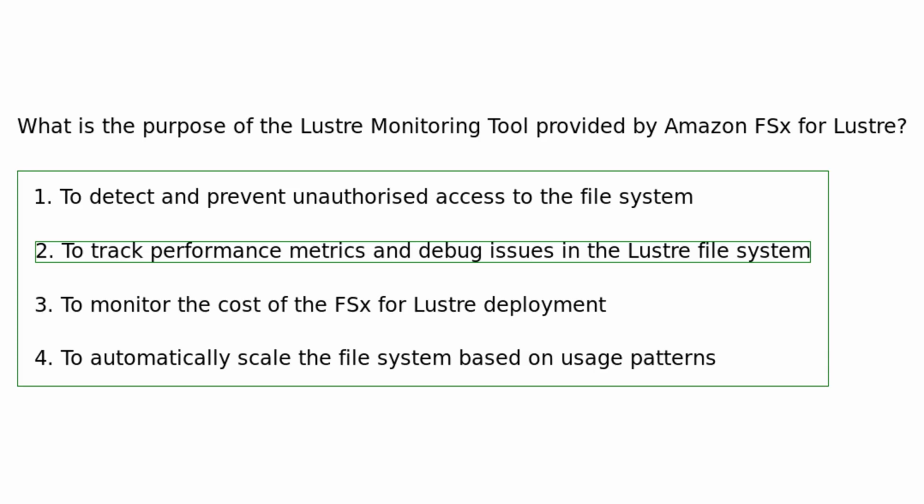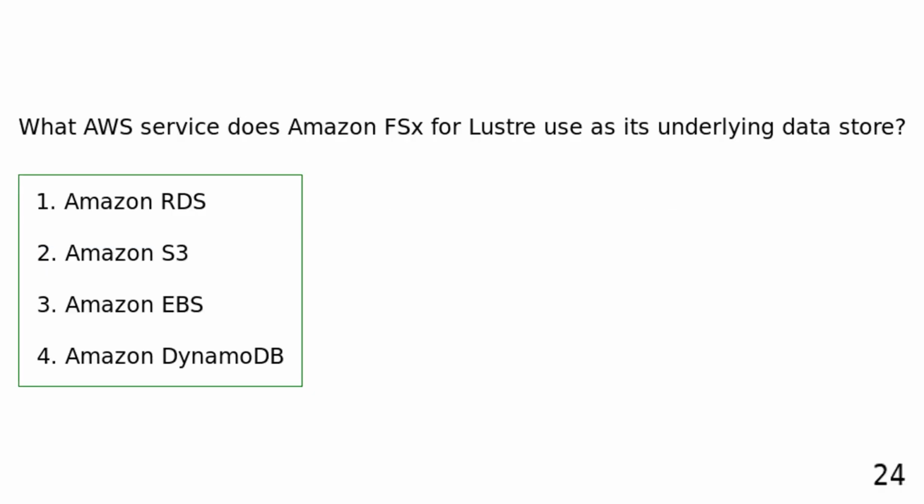optimization and troubleshooting. What AWS service does Amazon FSx for Lustre use as its underlying data store? Amazon RDS, Amazon S3, Amazon EBS, Amazon DynamoDB. Amazon FSx for Lustre uses Amazon S3 as its underlying data store, providing scalable storage capacity.